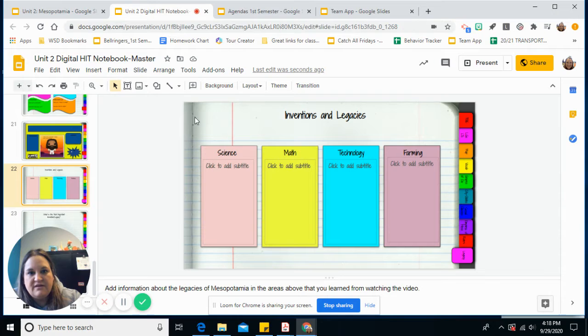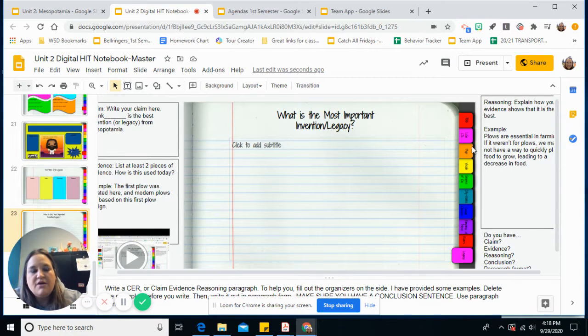We'll be able to fill out the inventions and legacies they have in science, in math, and technology and farming. There are not specific questions for this, so anything that you hear that falls into the science category, the math category, the technology category, or the farming category, you are going to type up. Then you're going to complete this invention legacy paragraph.